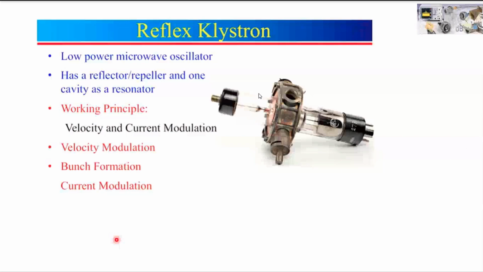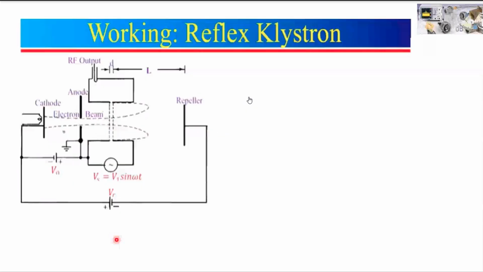So this is your reflex klystron. You can see here, as I just told, feedback is there from repeller to cathode. Positive feedback is applied, which is not possible in the two cavity klystron. More or less the working of the reflex klystron is similar to the two cavity klystron, and it is again based on the principle of velocity modulation and current modulation.